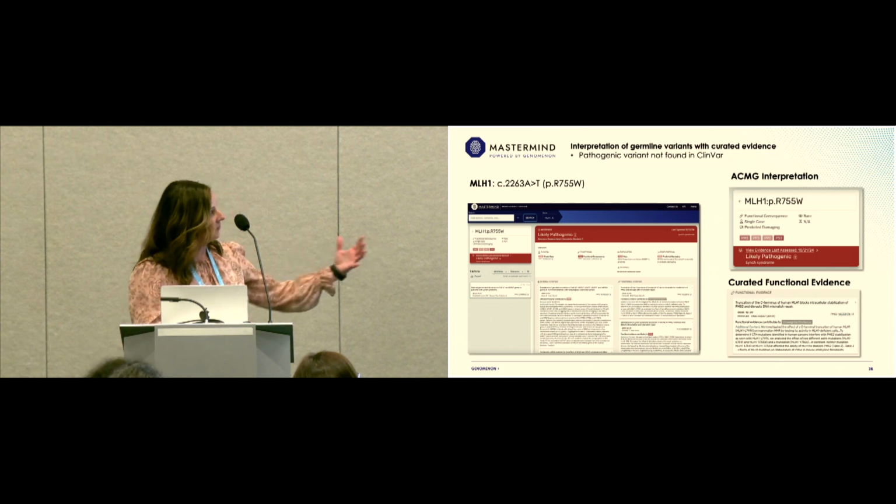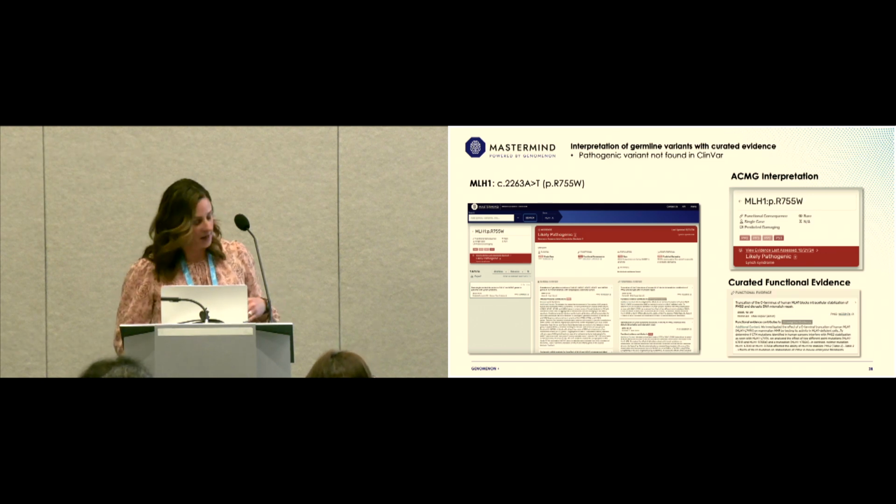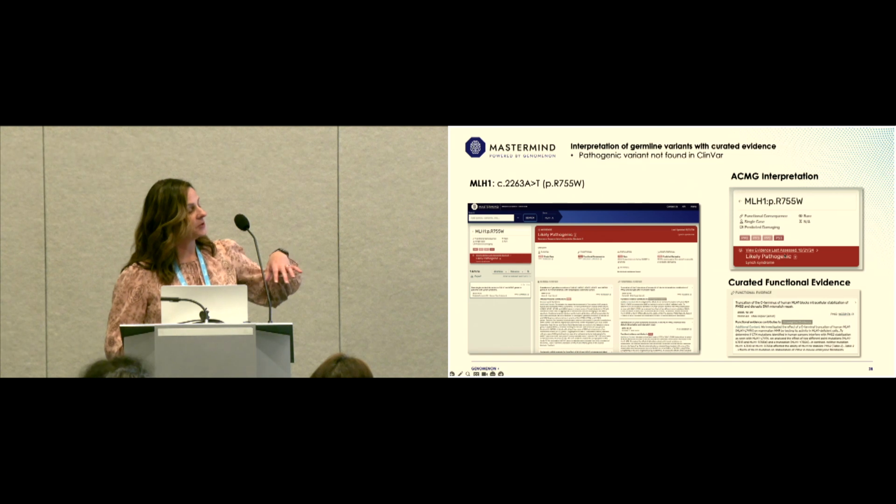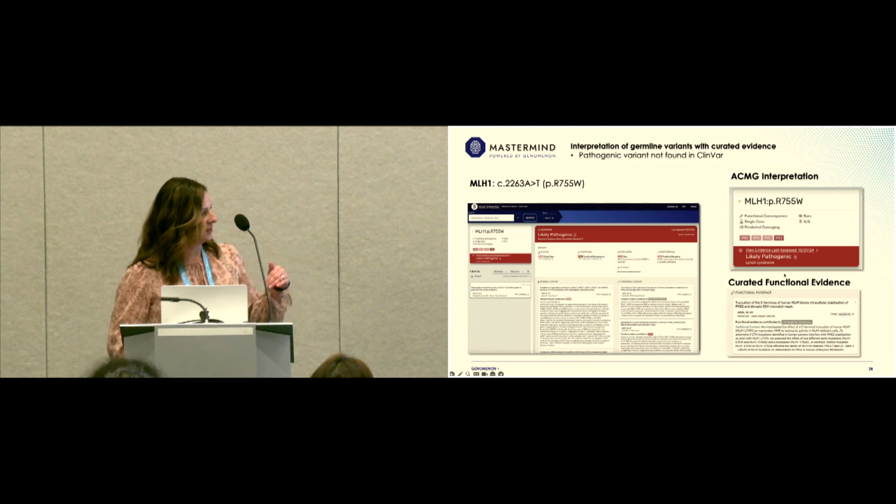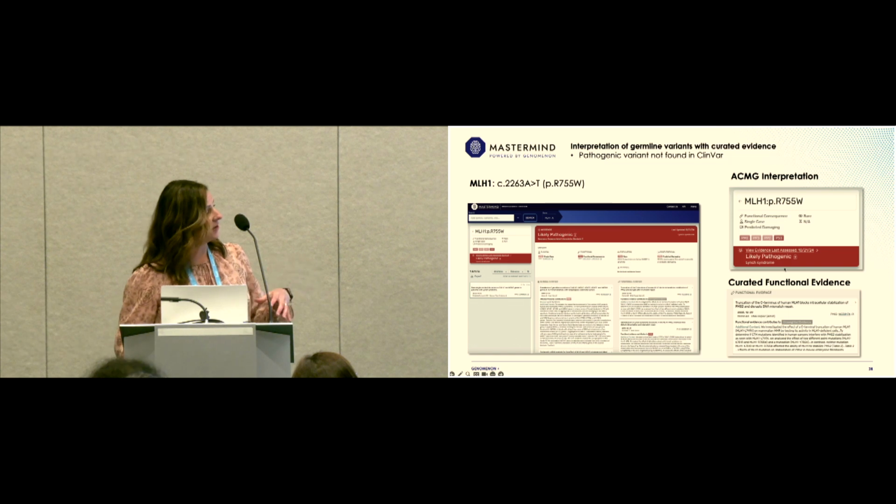So again, in this case, we're going to use Mastermind to interpret the germline variant with curated evidence. And we can see on the left-hand side here, the screenshot, when we search for this variant, R755W. And based on the ACMG interpretation that's been curated within Mastermind, we can see this variant is likely pathogenic. Previously, you saw that there was information related to ClinVar if the variant was found in ClinVar. In this case, this variant is not actually in ClinVar.